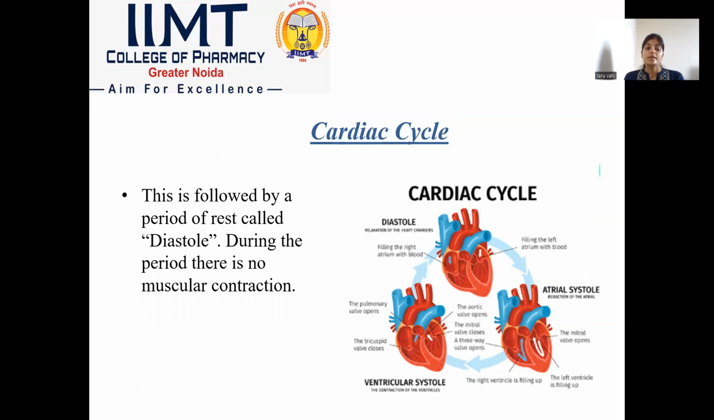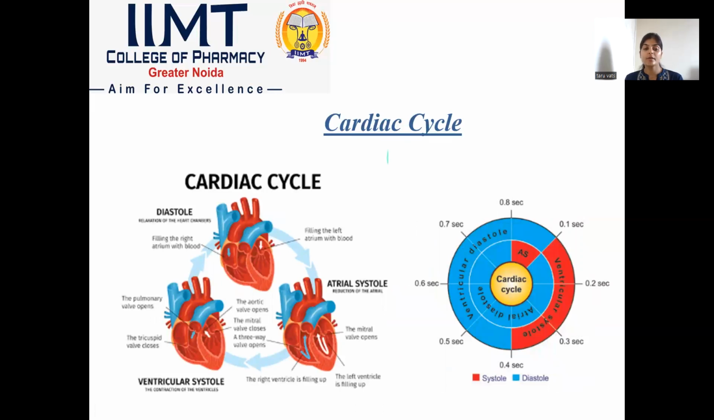Now, this is followed by a period of rest, which is known as diastole. It means at this time, relaxation of the heart occurs. During this period, there is no muscular contraction. Here you can see in this image atrial systole, ventricular systole, and diastole. Moving to the next slide, I will elaborate more in terms of diagrams.